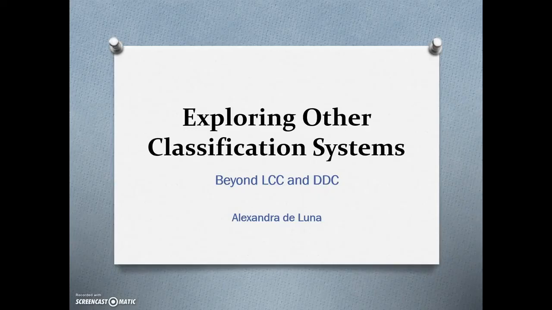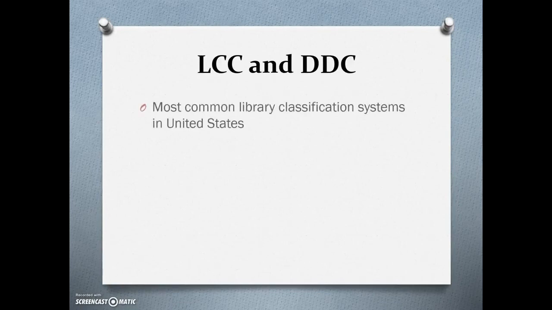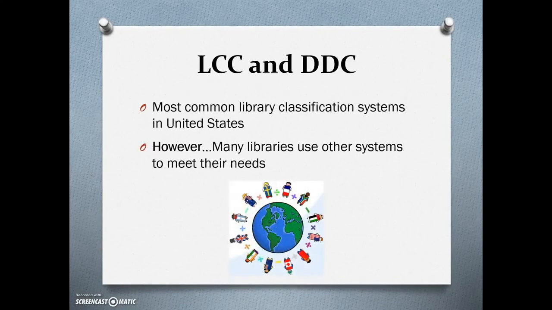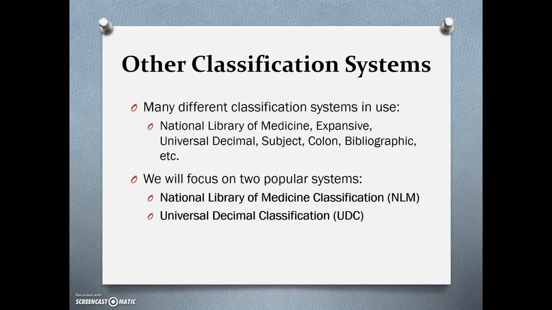Hi there. My name is Alexandra DeLuna, and my portion of the presentation will involve exploring other classification systems beyond the Library of Congress classification and Dewey Decimal classification systems. While the Library of Congress and Dewey Decimal classification systems have become the most commonly used systems here in the United States, many libraries in our country and around the world continue to utilize other classification systems to meet their diverse needs. For the purposes of this assignment, I decided to focus on two popular systems that highlight the versatile natures of library classification schemes, and those are the National Library of Medicine classification, which I will refer to as NLM, and the Universal Decimal Classification, or UDC.